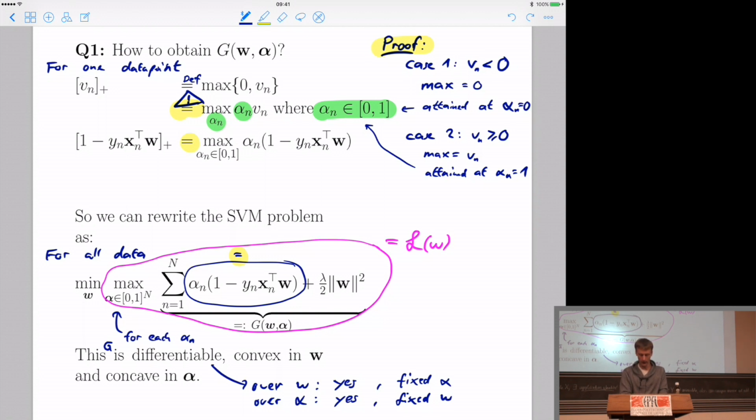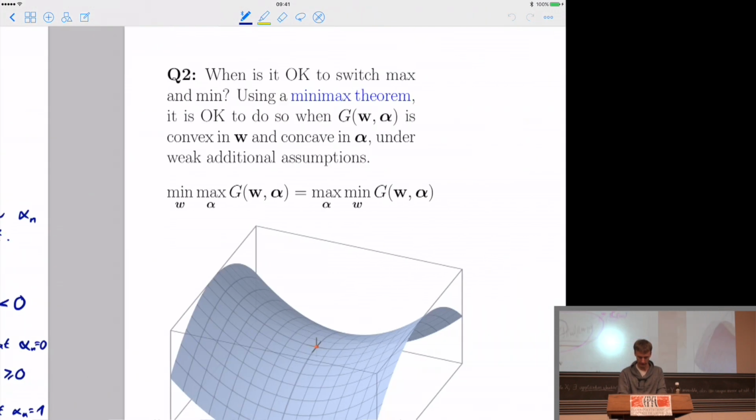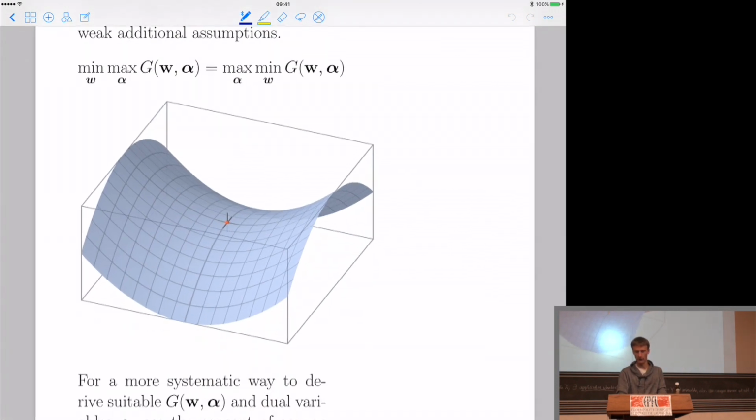Anyway, mathematically the new problem is exactly the same as the old one, as long as the alphas are maximized, right? That's what we proved. So nothing has happened. But now we can look at the G function, which depends on the two variables, the new and old. It's a saddle point formulation now. First variable we try to minimize, second variable we try to maximize. So that's how it looks, right?